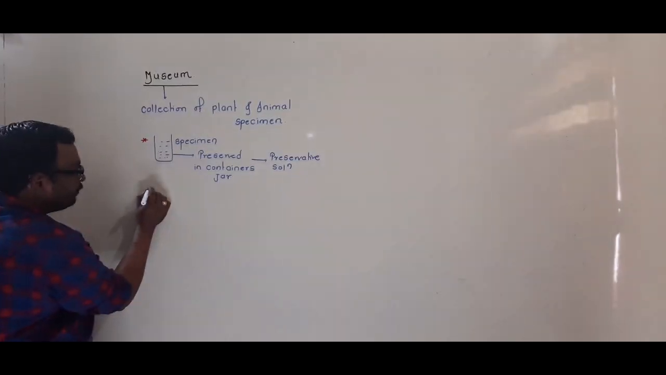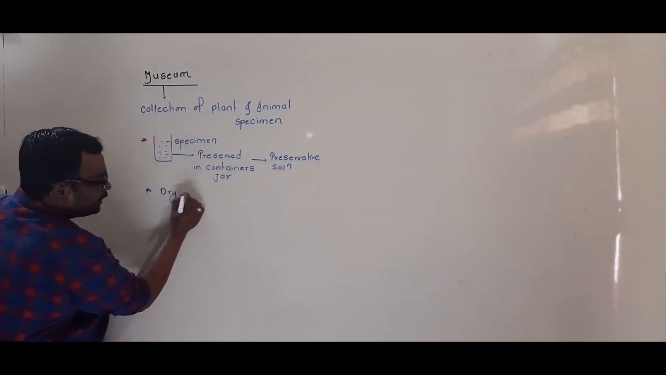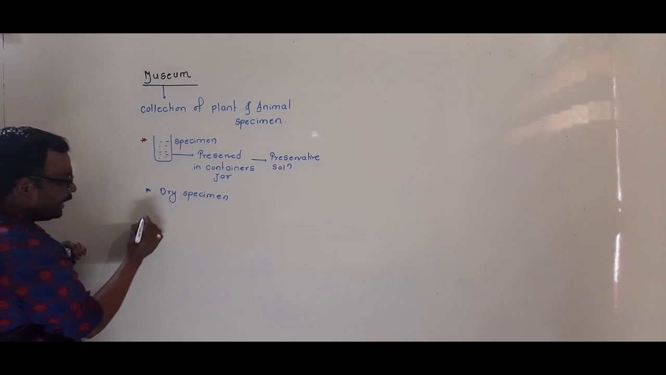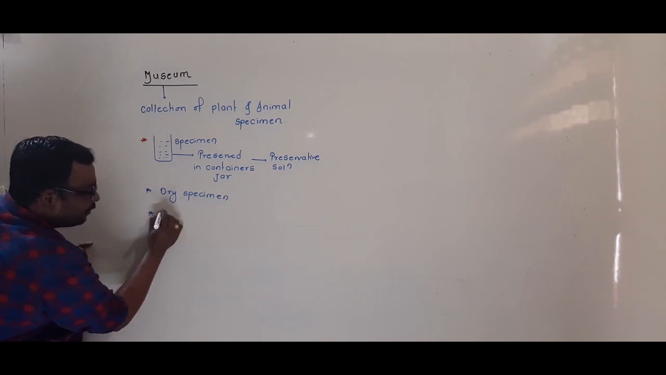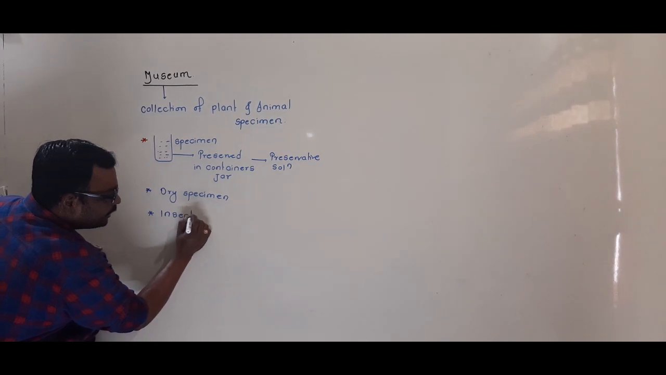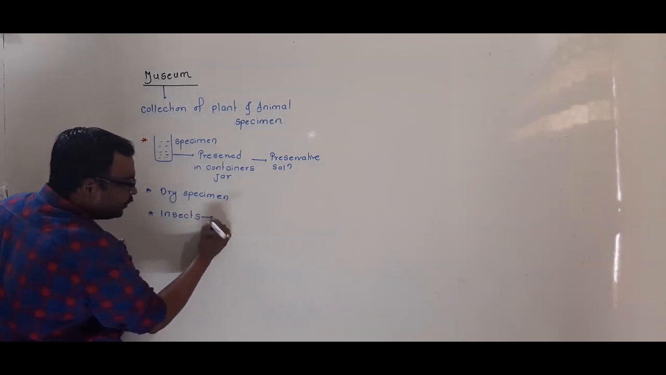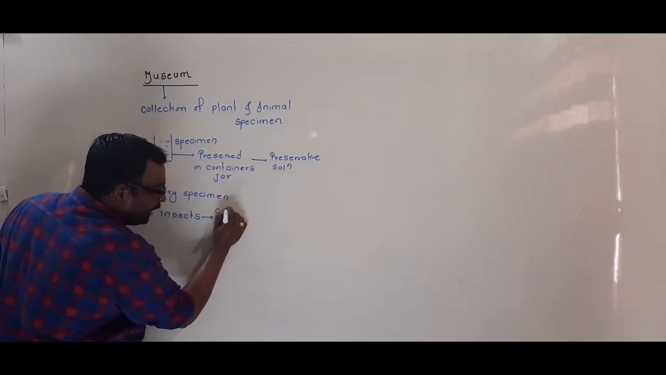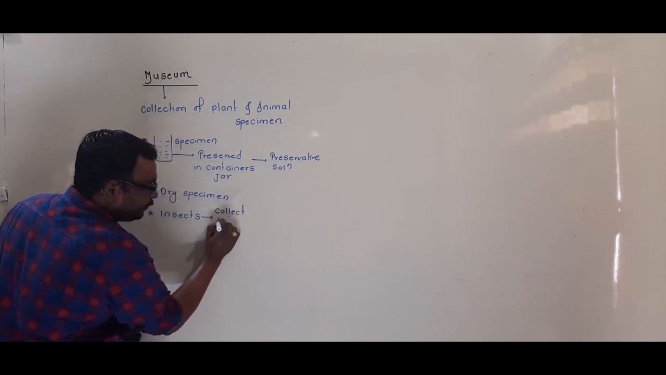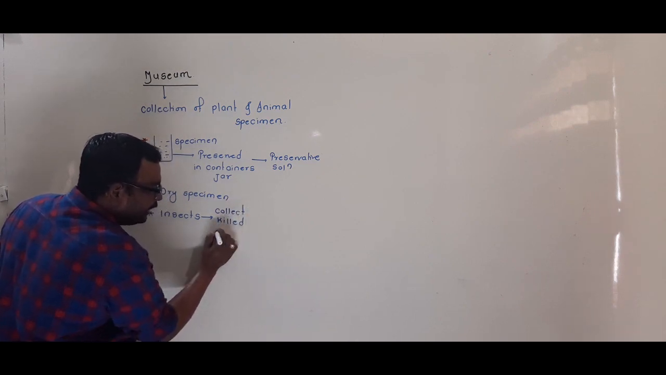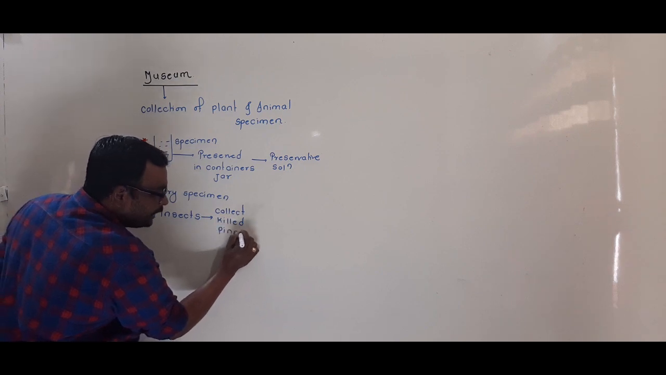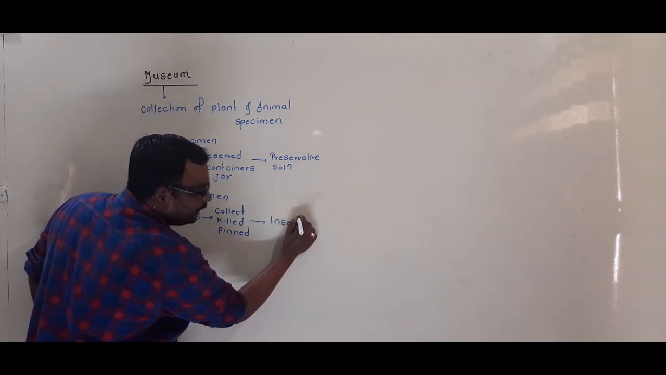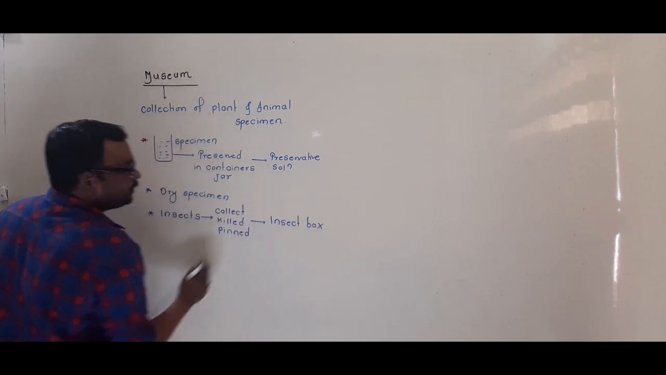Sometimes the museum also has a collection of dry specimens. Another point you have to remember is that sometimes the museum also has a collection of insects. Whenever insects are there, they are first collected, then killed and they undergo pinning, and these insects are kept in an insect box. Kept in which box? Insect box.